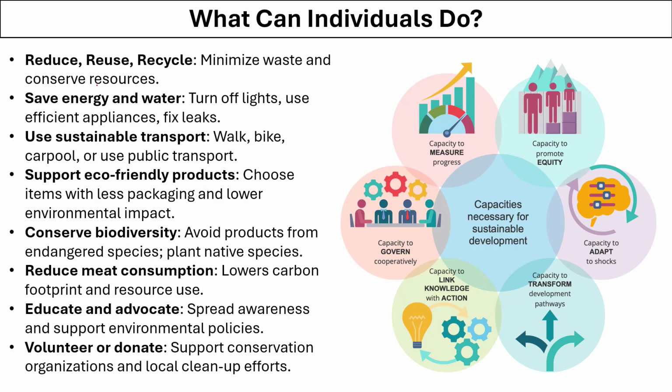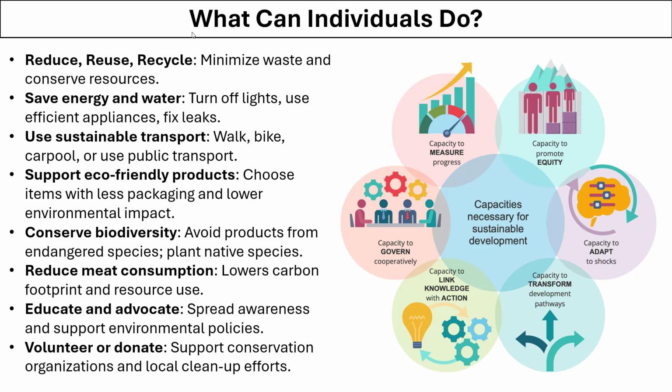So what can we do as individuals? We should reduce, reuse, and recycle. That means we should minimize the amount of waste we generate, and we should try to reuse the material that can be reused. We should try to save energy. We should turn off lights. We should turn off appliances which are not in use, and we should also not waste water. We should use sustainable transport, like we should walk, use a bike, carpool, or use public transport. Use of eco-friendly products which can be easily degraded is a good choice to make.